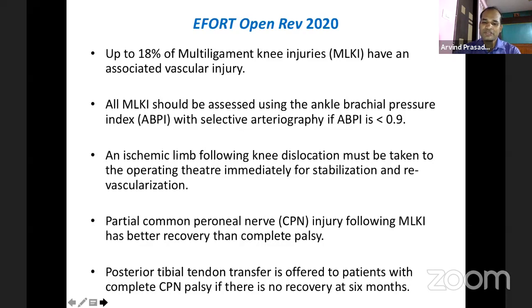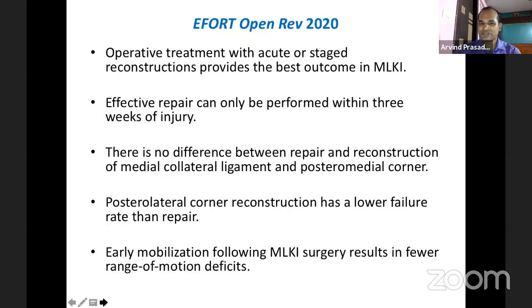Partial common peroneal nerve injuries have better chances of recovery than complete ones, and if there is no recovery within 6 months, posterior tibial tendon transfer should be done. Operative treatment should be done either acutely or as a staged reconstruction. This will provide the best outcome. Effective repair can only be performed within 3 weeks of injury. After 3 weeks, reconstruction should always be done.